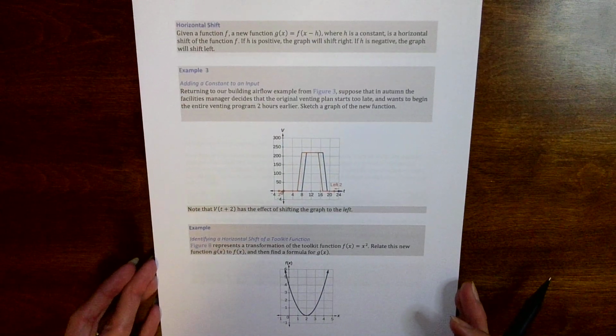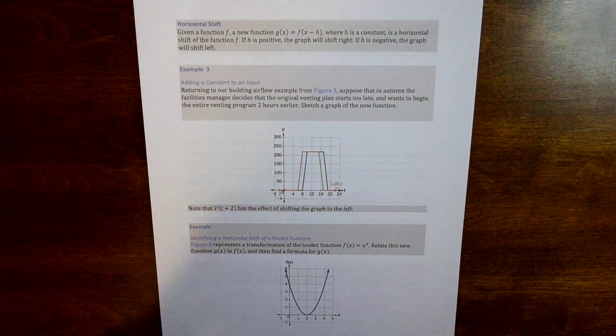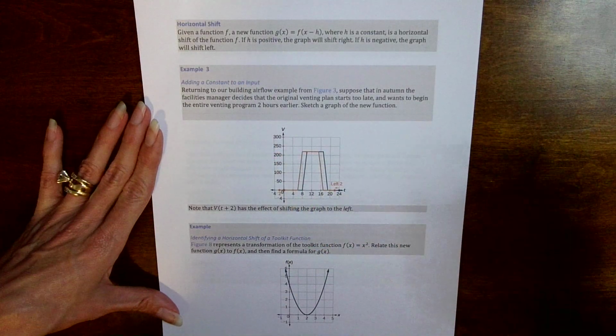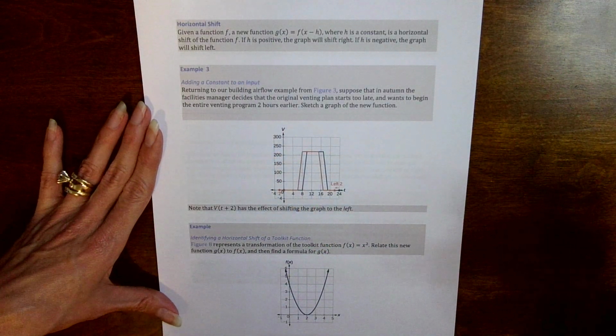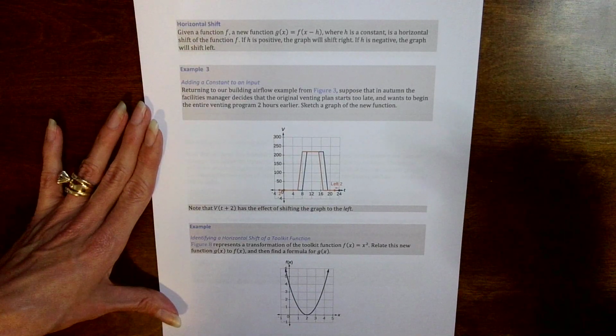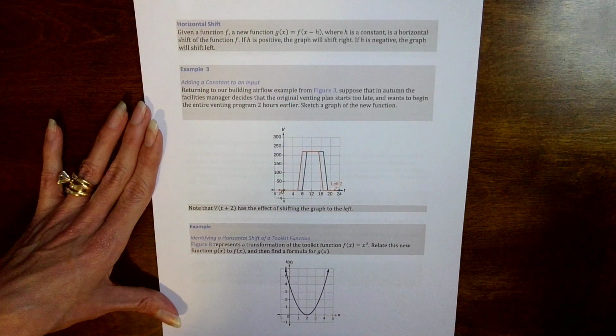A horizontal shift happens when you put it into the function. So given a function f, a new function g of x is equal to f of x minus h, where h is a constant. It is a horizontal shift of the function f. If h is positive, the graph will shift to the right. If h is negative, it will shift to the left.